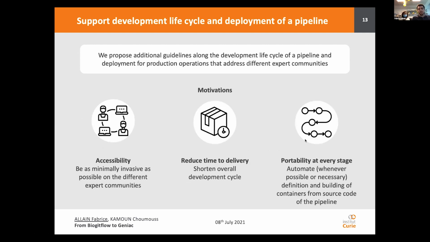The guidelines were also motivated by several conditions. They should be as minimally invasive as possible on the different expert communities. They should reduce the overall development cycle from the prototyping to the deployment. And they should also ensure portability at every stage of the development with containers like Docker or Singularity, and automate as much as possible the building of those containers from the source code of the pipeline.